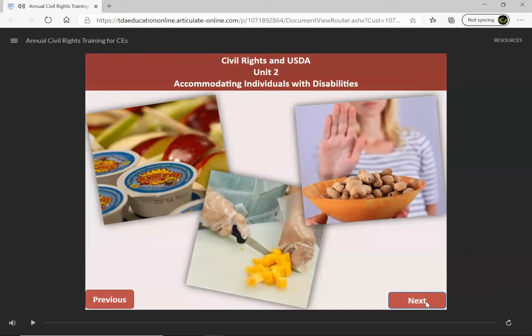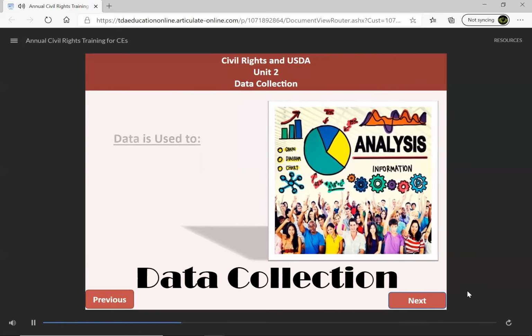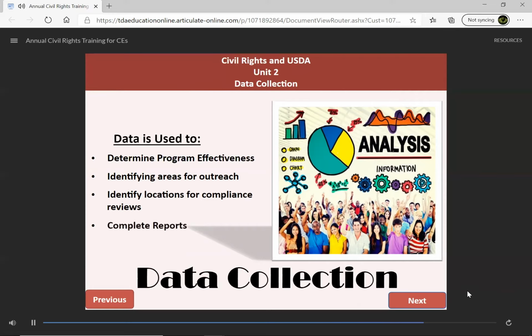Next. CEs and other subrecipients must provide and maintain a system to collect the racial and ethnic data in accordance with USDA policy. This data will be used to determine how effectively USDA programs are reaching potentially eligible persons and beneficiaries, identify areas where additional outreach is needed, assist in the selection of locations for compliance reviews, and complete reports as required.